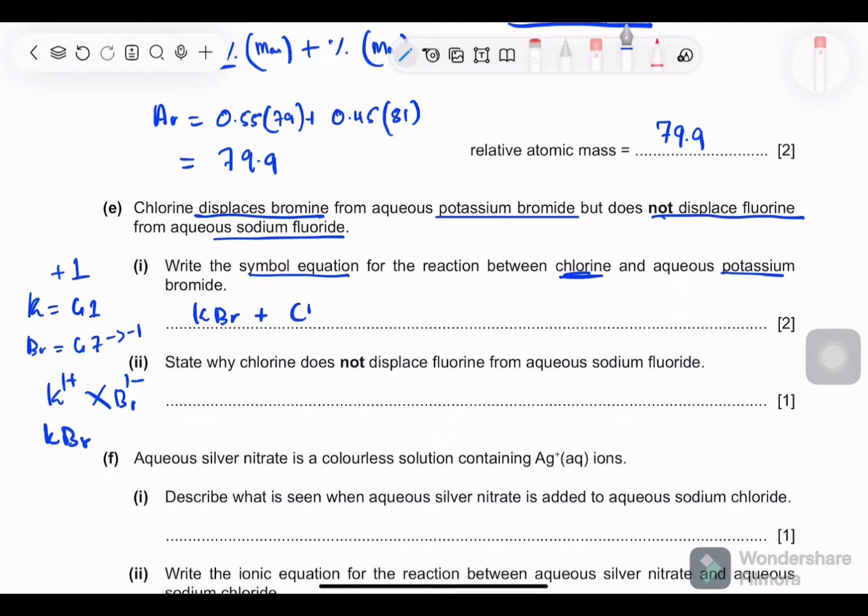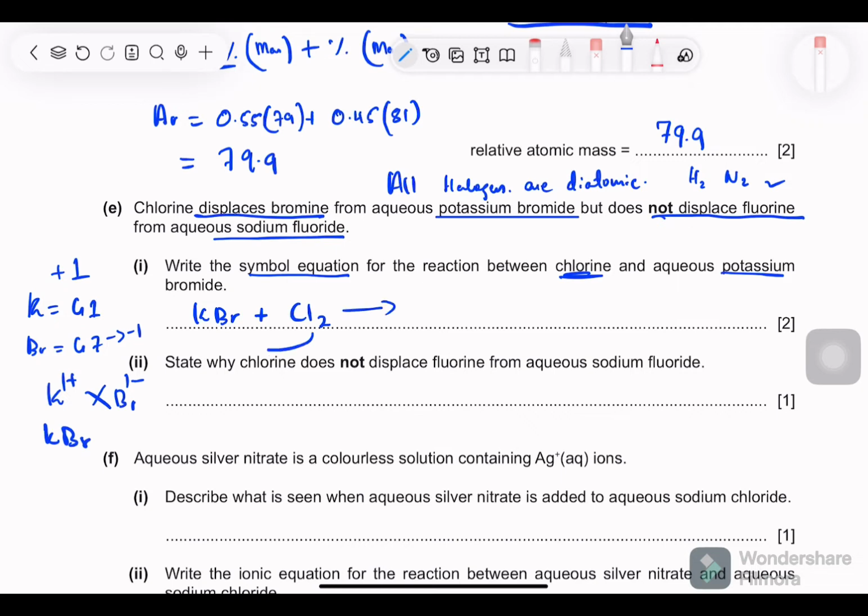Next, Cl exists as a diatomic gas. We should know that all group 7 elements, or we can say all halogens, are diatomic. In fact, all gases are diatomic except for the noble gases. All gases, H2, N2, every gas is diatomic, except for the noble gases, of course.